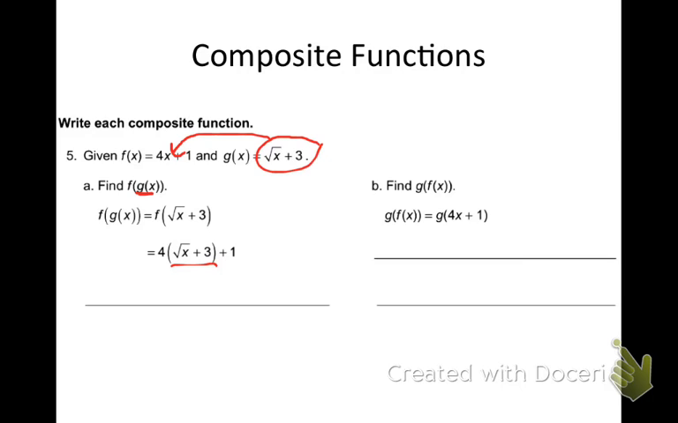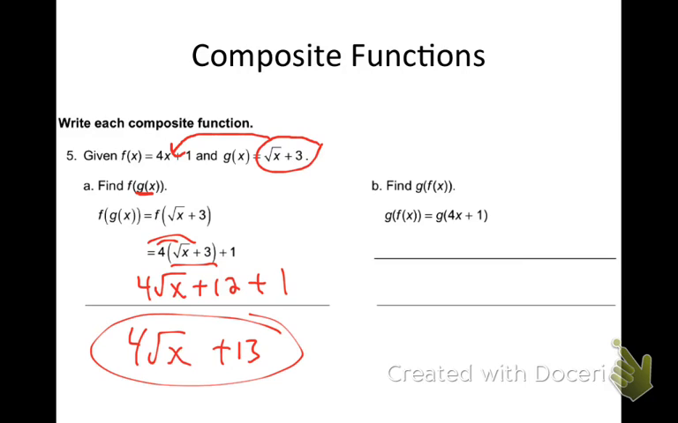Now what am I going to have to do? Anytime I have a number outside of parentheses, I want to distribute. So that gives me 4 square root of x plus 12 plus 1. And now I simplify, getting me 4 square root of x plus 13. Notice that 3 and that 12 were outside of the radical, so I could combine them with the 1. Does everybody see that? Yep, and that's my final answer. So I'm just going to simplify them down.